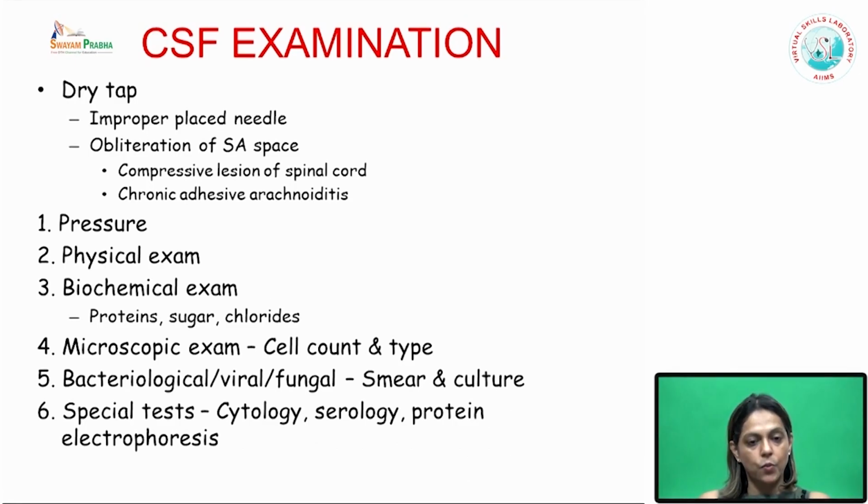So what you need to know about CSF examination is that, number one, we need to know the pressure of the CSF. Second, you need to examine the color and the consistency of the CSF, that is the physical examination. You have to send your sample for protein, sugar and chlorides. You have to examine under a microscope for cell count and cell type. Then you have to send your sample for smear and culture. And you can also send it to the cytology lab, and for serology and electrophoresis.